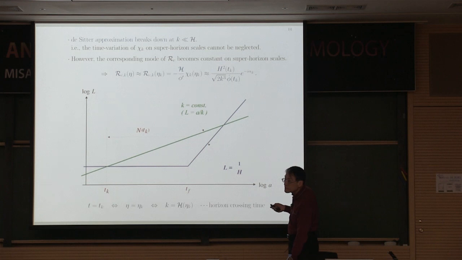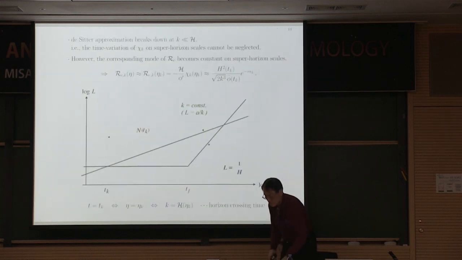If you change k, then it goes something like this. For large k it is this side, for small k it is this side. Yes. So actually the form of chi is assumed to be taken outside of the horizon?